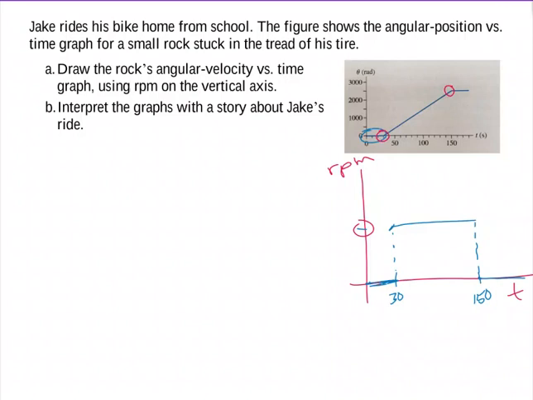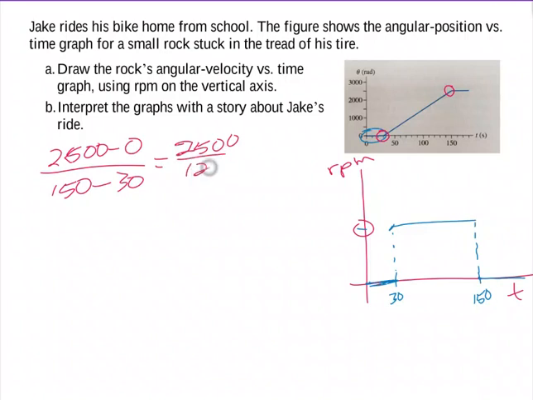120. Yeah, 150, because it's 150 minus 30. The Y is 2,500. 2500 minus 0. That's where I went wrong. Minus 0 over the x coordinate, 150 minus 30. So it's 2,500 over 120. Now, we get a decimal of that, approximately.